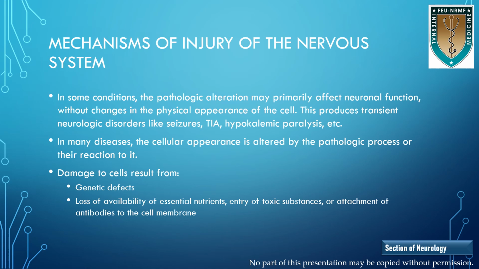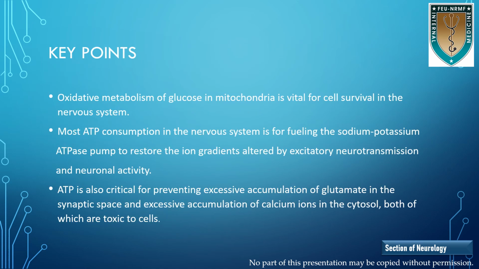However, in many diseases, the cellular appearance is altered by the pathologic process or their reaction to it. Basically, damage to tissues or cells results from, number one, genetic defects, and number two, loss of availability of essential nutrients, entry of toxic substances, or attachment of antibodies to the cell membrane. Very important points to remember, class.